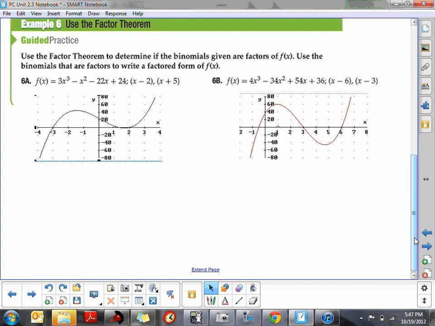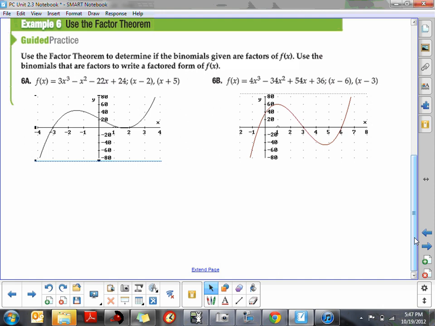Use the factor theorem to determine if the binomials given are factors of f at x, and then use those binomials to see if those factors can be used to rewrite it in factored form. I also included a graph of these. I want to kind of support what we're doing algebraically with the visual, the graphical.